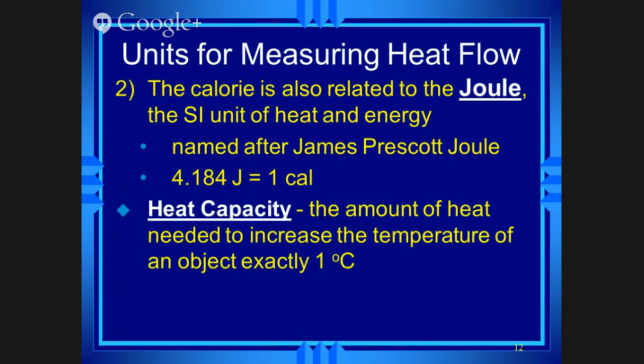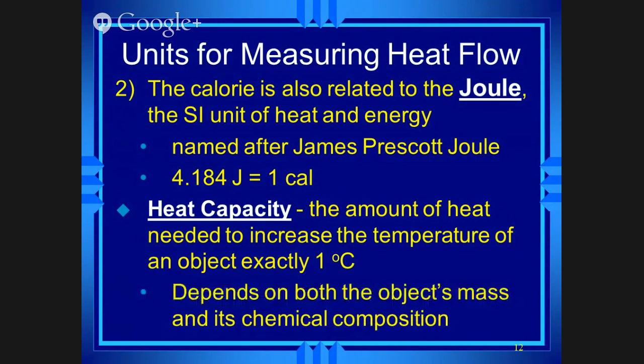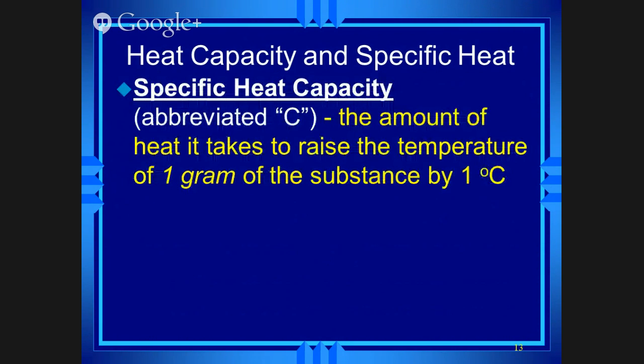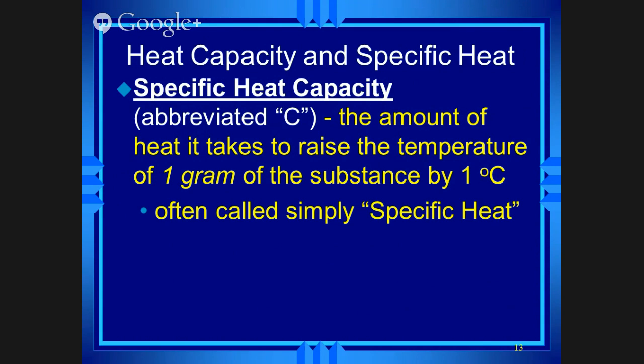Heat capacity is the amount of heat needed to increase the temperature of an object exactly 1 degree. Since we're talking about an object, we would have to take into account the object's mass and its chemical composition. This is why, as I talked about the other day, it takes a lot more heat to warm up your pool than to warm up a glass of water. You would have to take in the mass to account for that. Specific heat is the amount of heat it takes to raise the temperature of 1 gram of the substance by 1 degree. Before we were talking about the whole object, now we're just talking about 1 gram. This is often called simply specific heat.